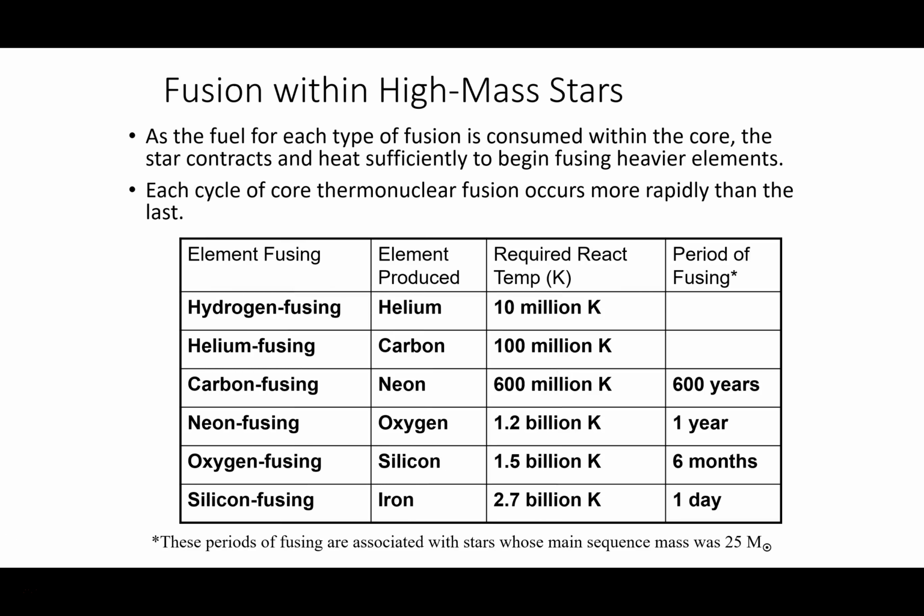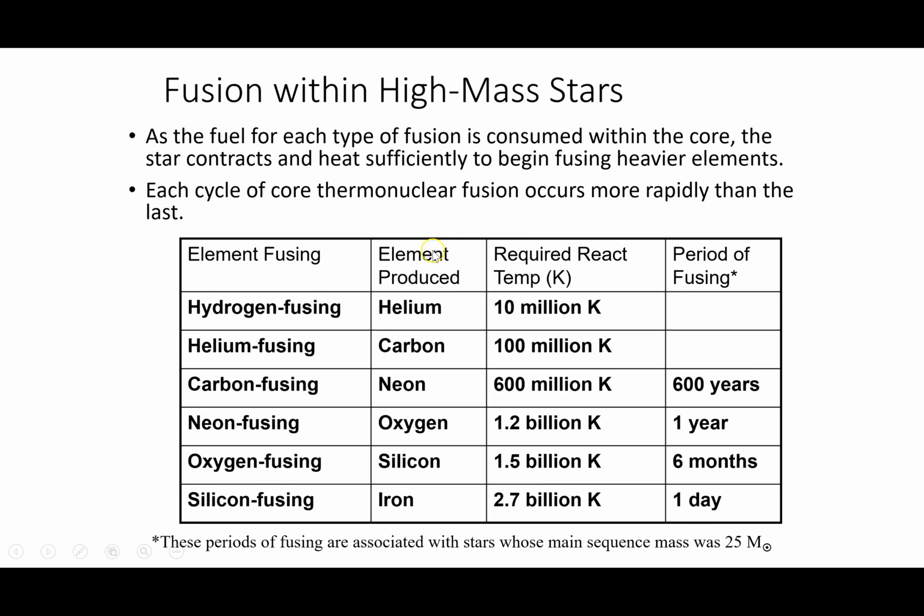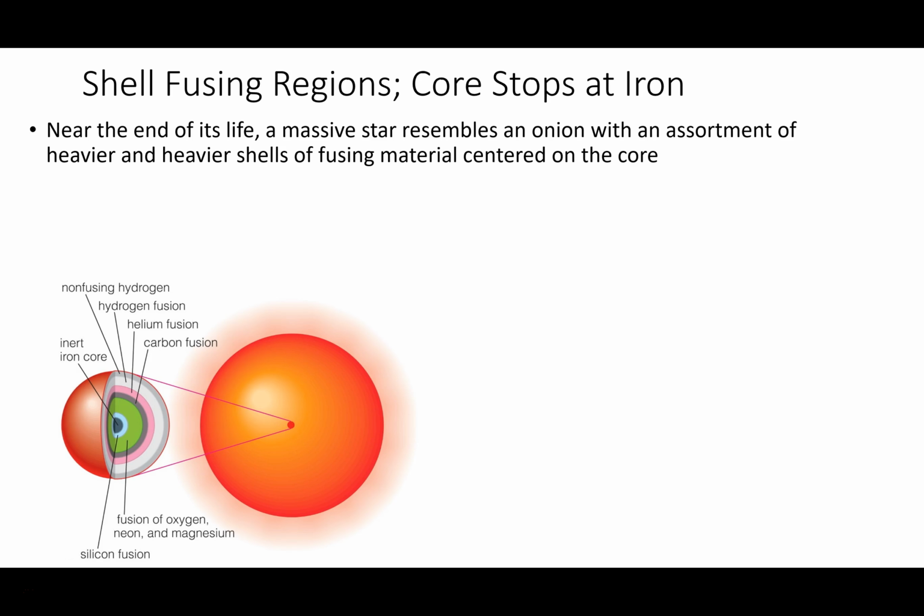This is a figure I had that looked at the different types of core fusion. In our core, remember, hydrogen fuses to form helium, and helium fuses to form mostly carbon, and that's where our star is going to stop and form a white dwarf. But for more massive stars, carbon will fuse to form neon, neon fuses to form oxygen, etc. You can see that the time scale of these fusions gets shorter and shorter.